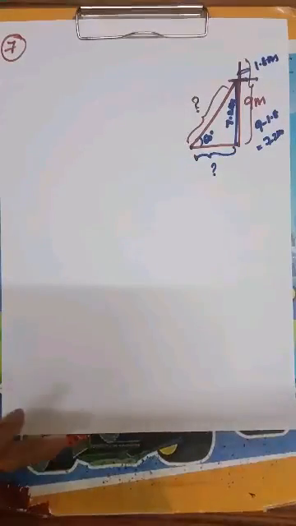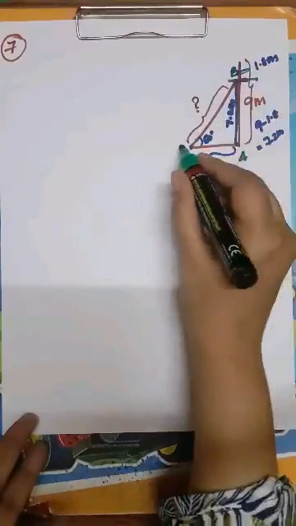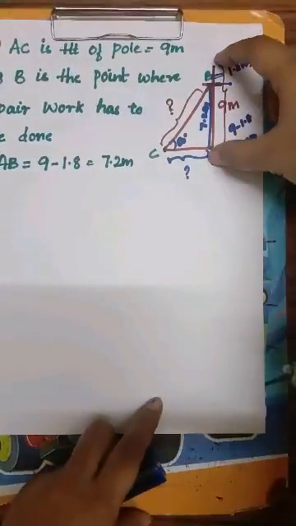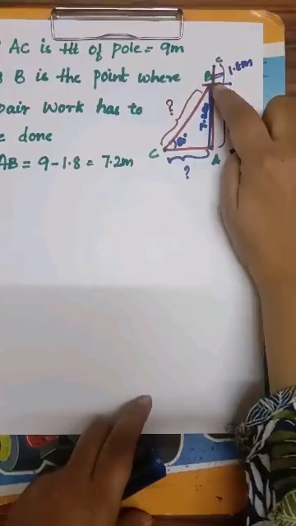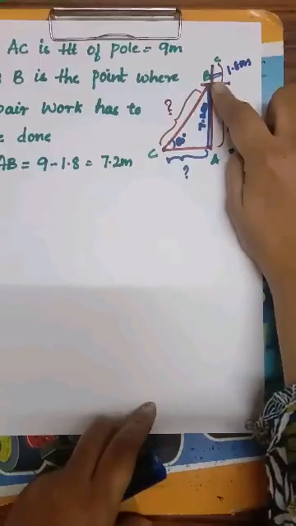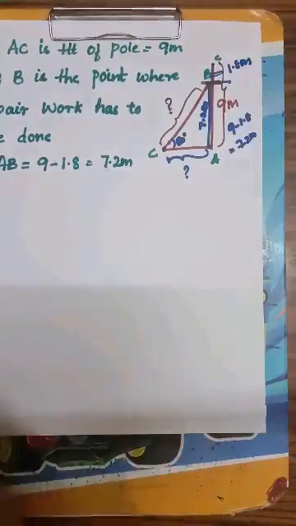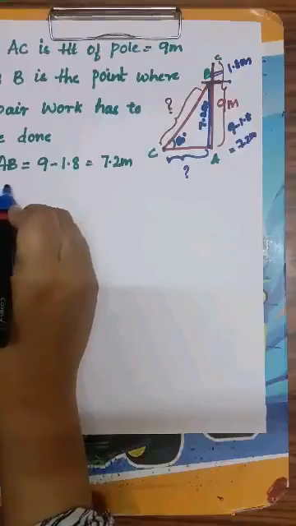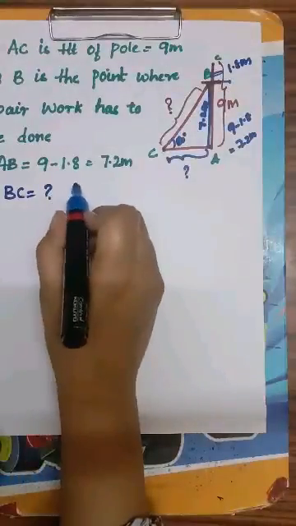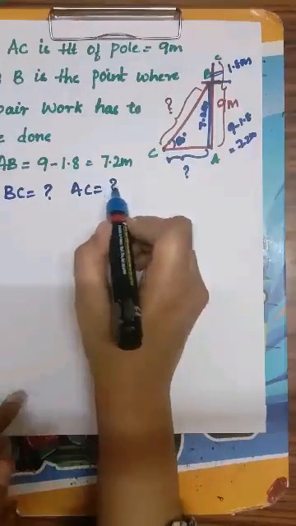Okay, now let's label the figure. A, B, C. AC is the height of the pole given. B is a point where the repair work has to be done. यहाँ पर बैठ के करना है. So AB will be what? AB will be 9 minus 1.8, that is 7.2. Now we have to find BC, that is length of the ladder, and AC, that is the distance between the foot of the pole and the foot of the ladder. This both we have to find.